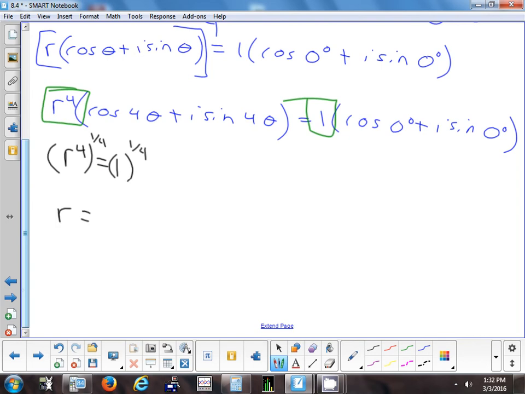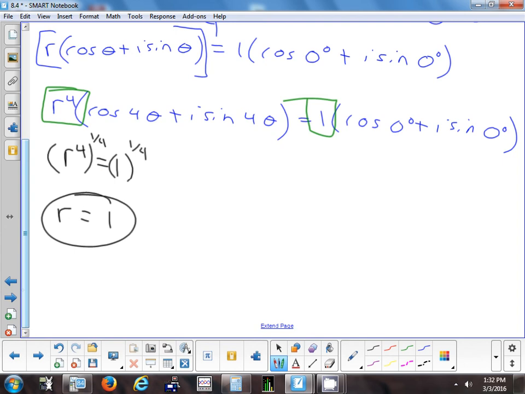You get r to the 1st. And 1 to the 1/4. Well, 1 to any power is what? 1. There's my radius for all 4 answers I'm going to get. It's 1.